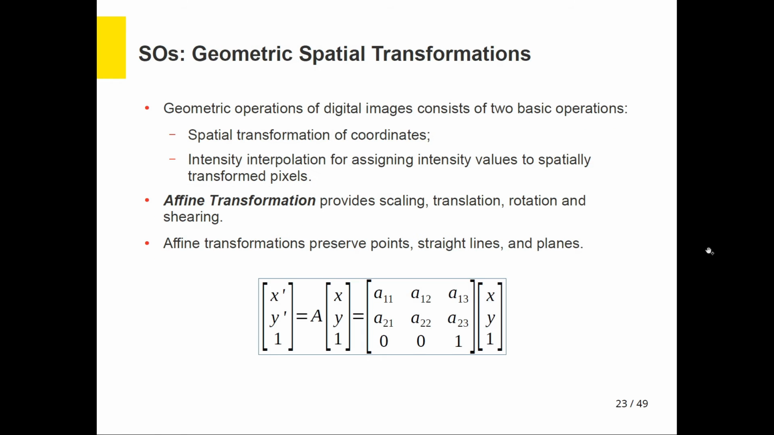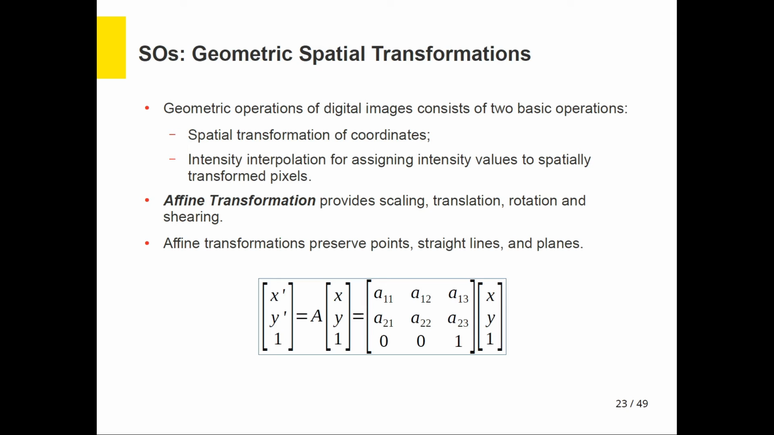And then we can have geometric spatial transformation. These do not work on the intensity, so they do not change the intensity values. However, they transform the spatial coordinates. There are two steps involved in geometric spatial transformation functions. The first one is the spatial transformation of the coordinates, and then assigning intensity values to the spatially transformed pixels using intensity interpolation.